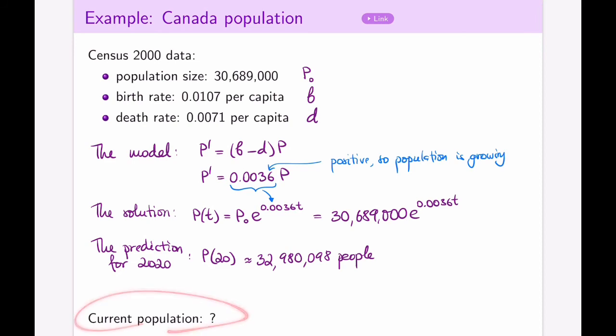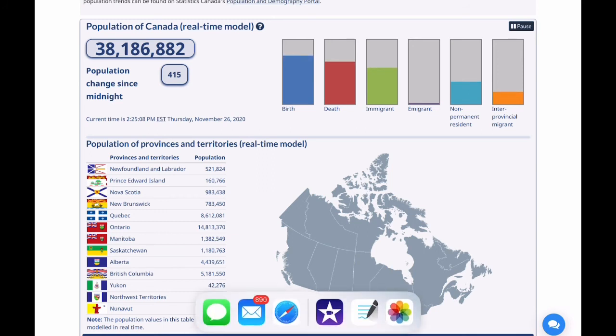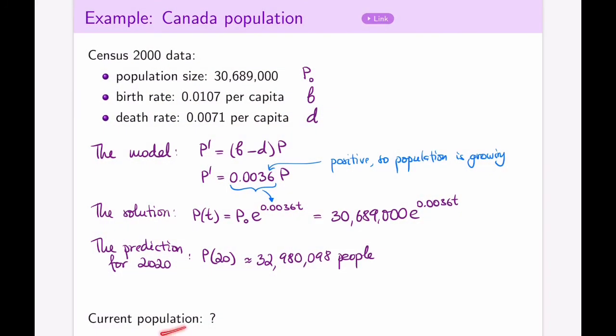Now, we can, of course, look up the current Canadian population. In fact, there's a really handy real-time model that runs on the Stats Canada website that actually shows you in real time how the population changes. So the number here is just over 38 million. Keeping this in mind, the real population is over 38 million, and my predicted population is just under 33 million. So this is lower than the current population actually is.